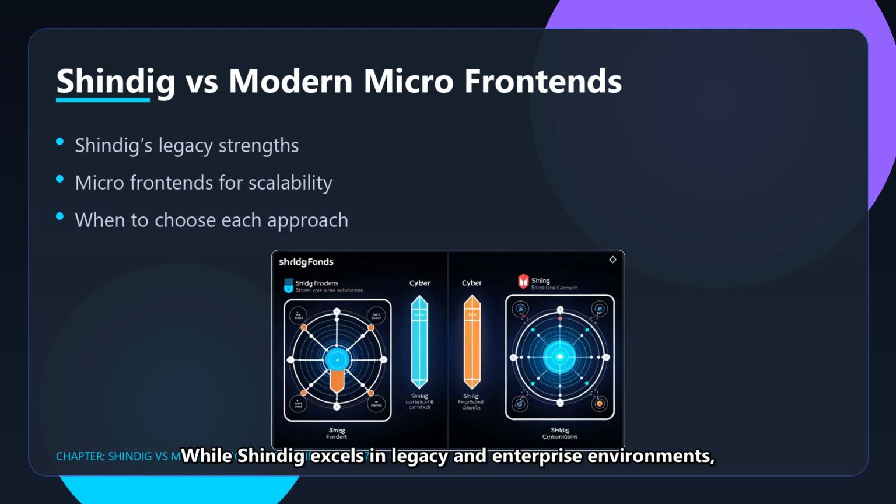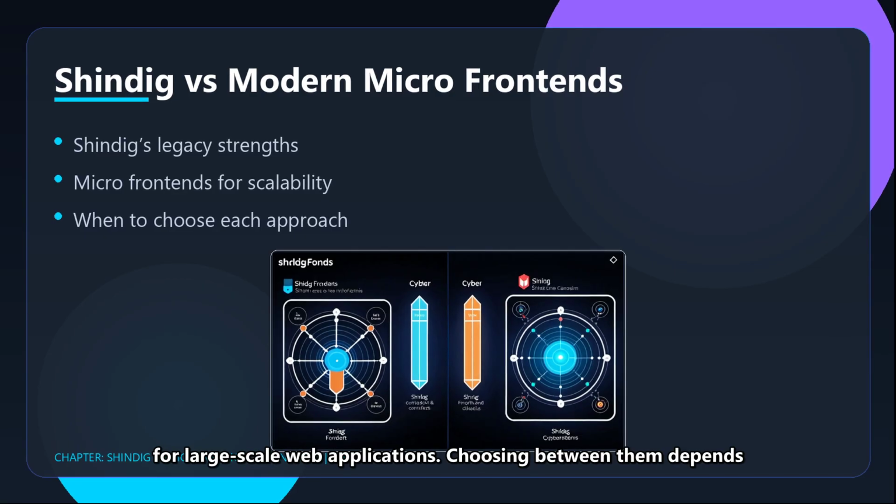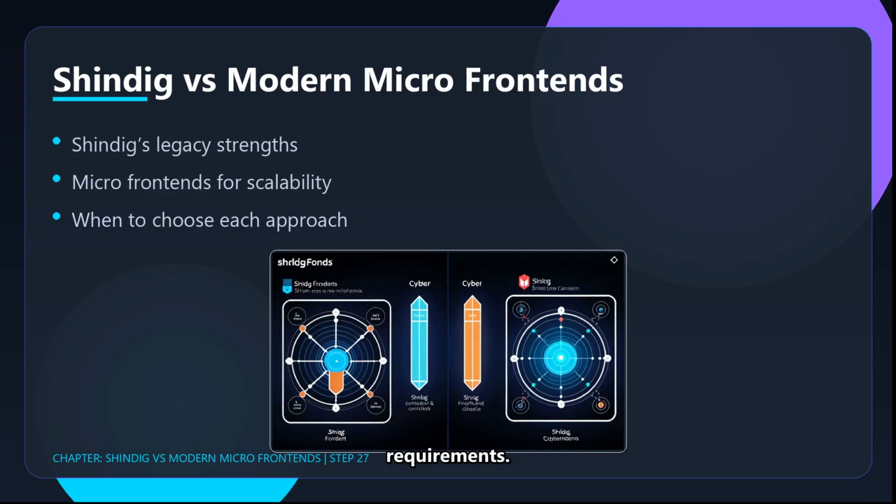While Shindig excels in legacy and enterprise environments, modern micro frontends offer better scalability and performance for large-scale web applications. Choosing between them depends on your specific use case, infrastructure, and performance requirements.